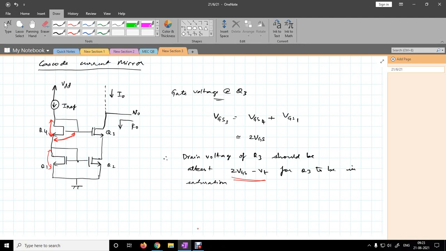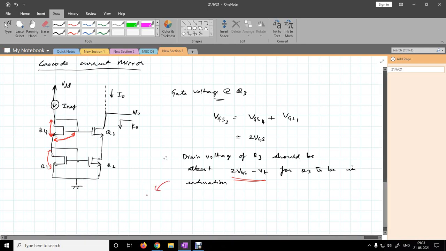In that case, what shall we do? All right. So this is actually the drawback of the cascode current mirror. It needs a lot of voltage just to keep all the transistors in saturation region, right? I hope this is clear.